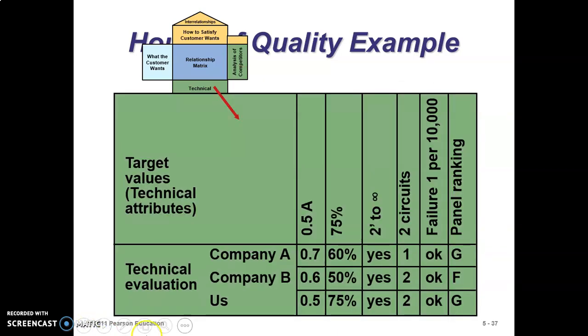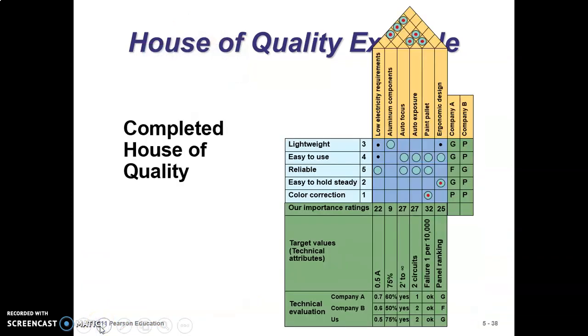And then the next step, we have all these attributes and evaluations on the technical part between company A, B and us, our company. Okay, this comparison, as we can see here, company A got a good evaluation, but company B is fair. And also for us, this is our company, this is good. Okay, so that is the part of the house of quality. Example, this is the completed house of quality.